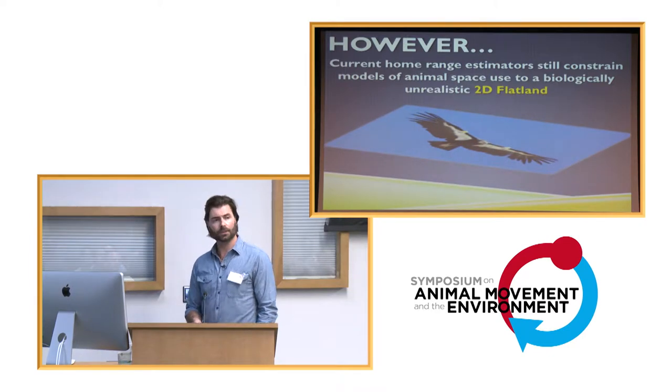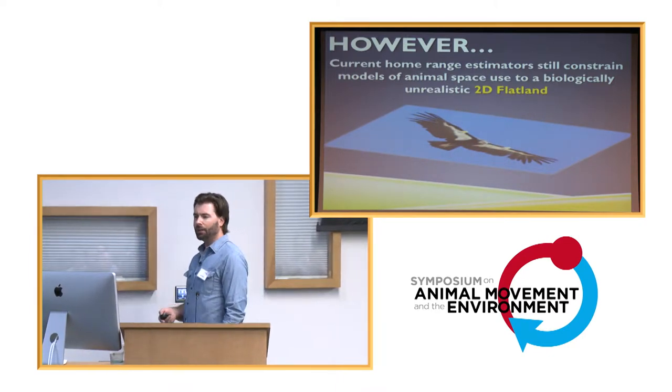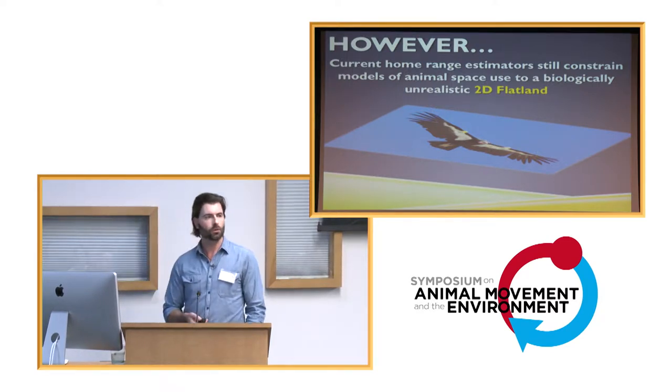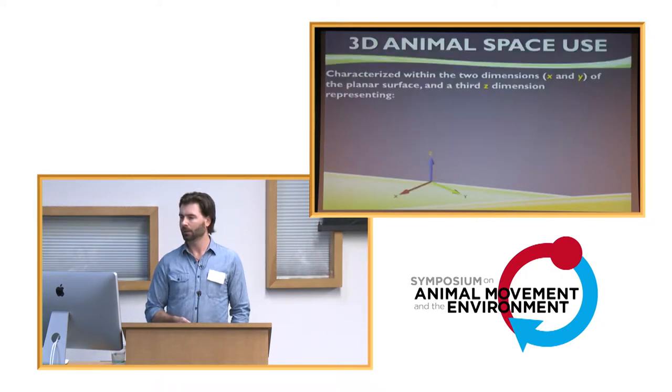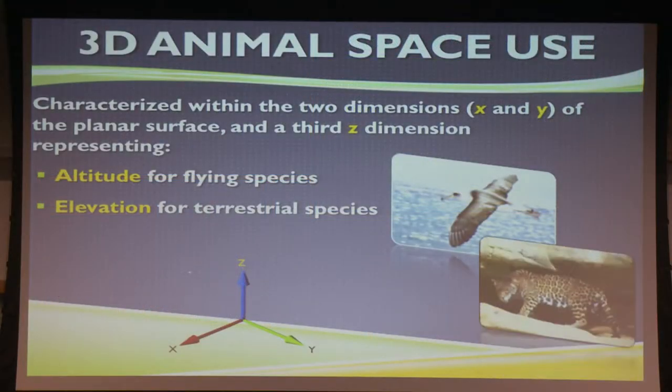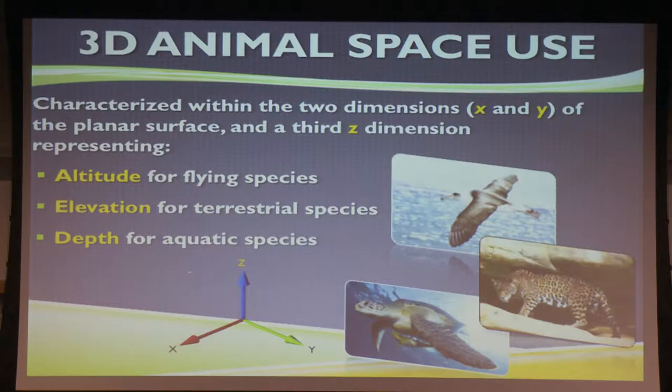However, and this is kind of odd, all of our current home range estimators still constrain models of animal space use to a biologically unrealistic, two-dimensional flatland. And this is weird because, as we all know, you can characterize animal space use within the two dimensions, the X and Y of the planar surface, as well as a third Z dimension, which represents altitude for flying species, elevation for terrestrial animals, or depth for animals that swim through oceans or lakes.